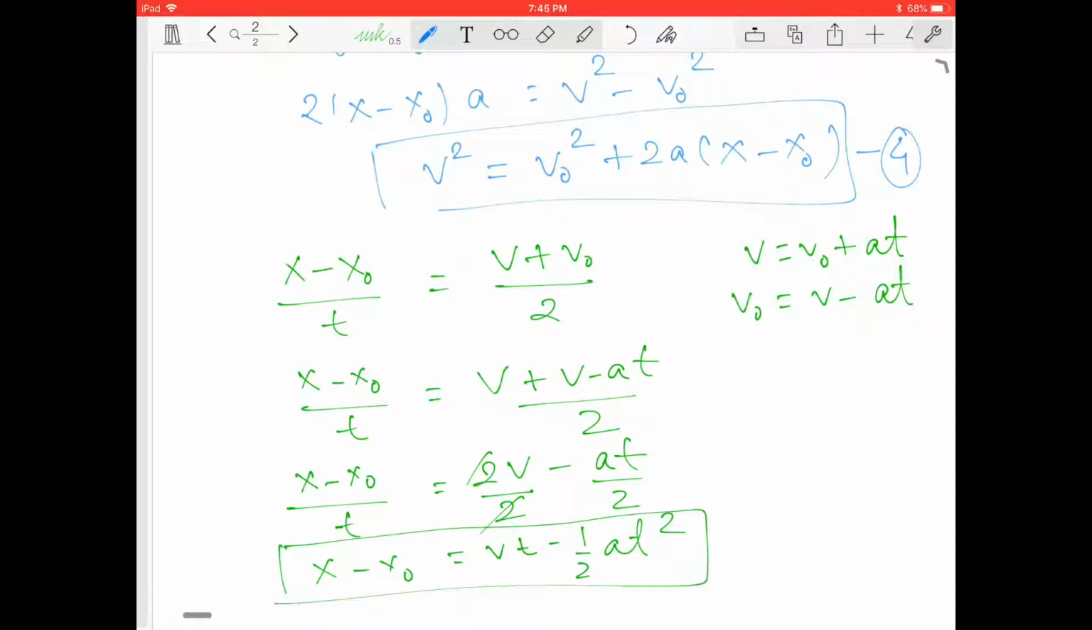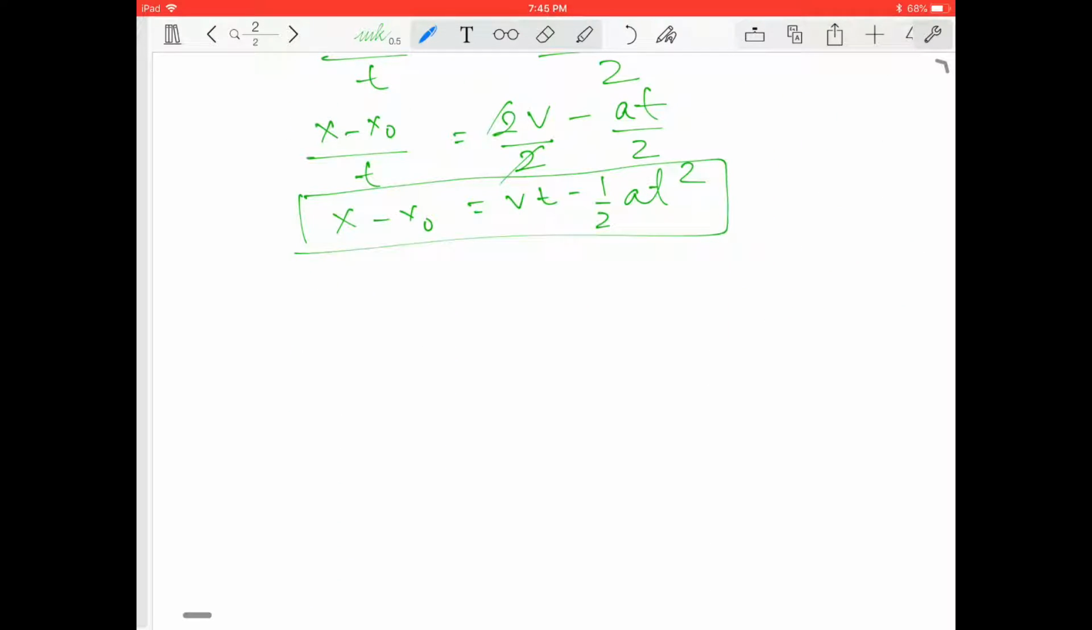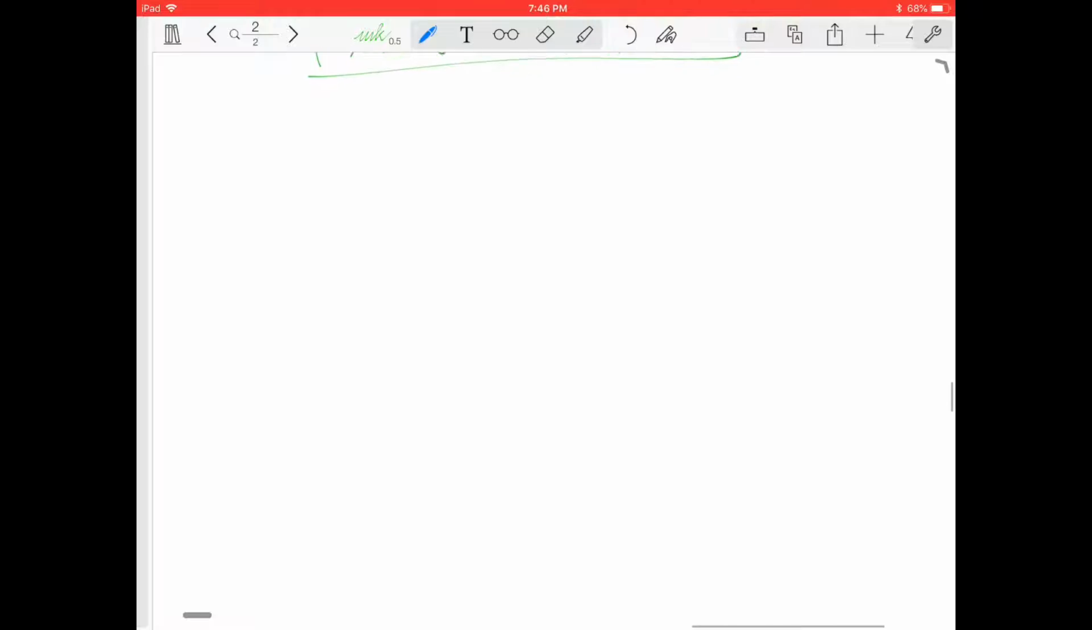Now we have taken care of all 5 kinematic equations. Let me rewrite them all and tell you how we can manipulate those equations when we need them while solving our physics problems, our kinematics problems. You cannot solve all physics problems using just these kinematics equations. Let me rewrite those all.